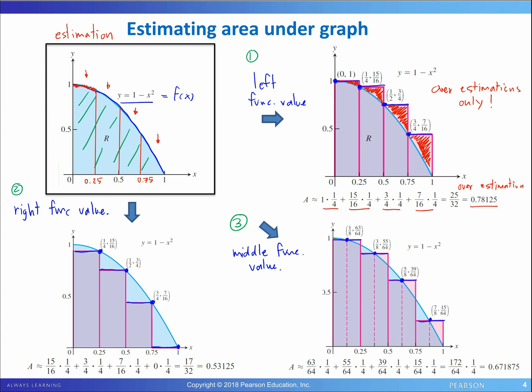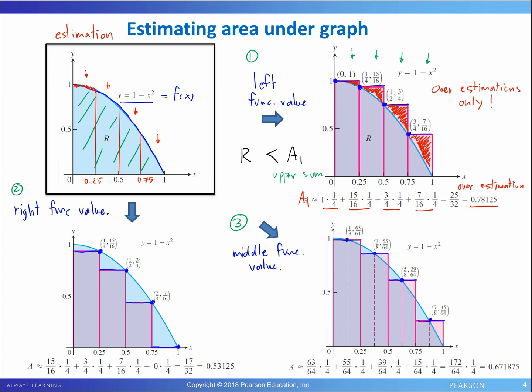Okay, let's assign A1 to be the estimation from the first option. And since we know that A1 is an overestimation due to these extra areas that we have over here, this means that A1 is going to be larger than the actual area of the region R that we want to find, larger than R. So A1 in some sense is like the upper limit of the area of R, and we call it upper sum.